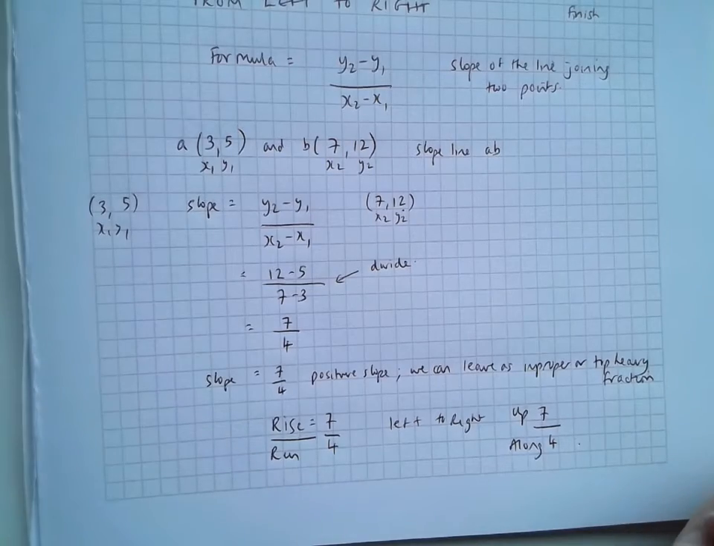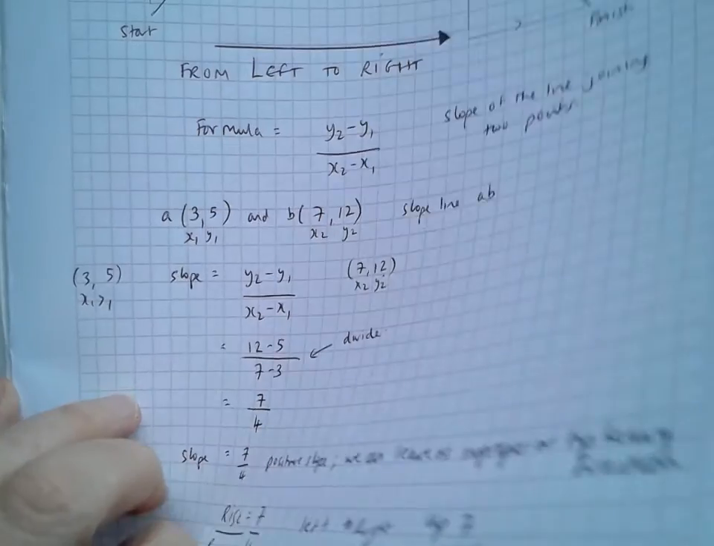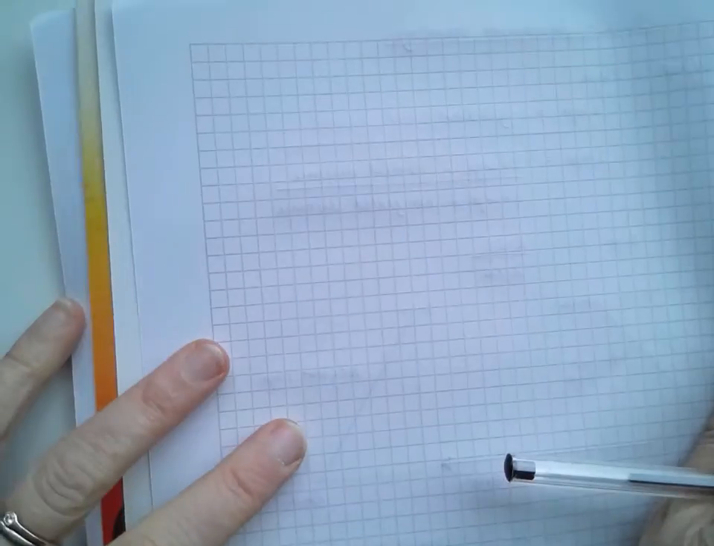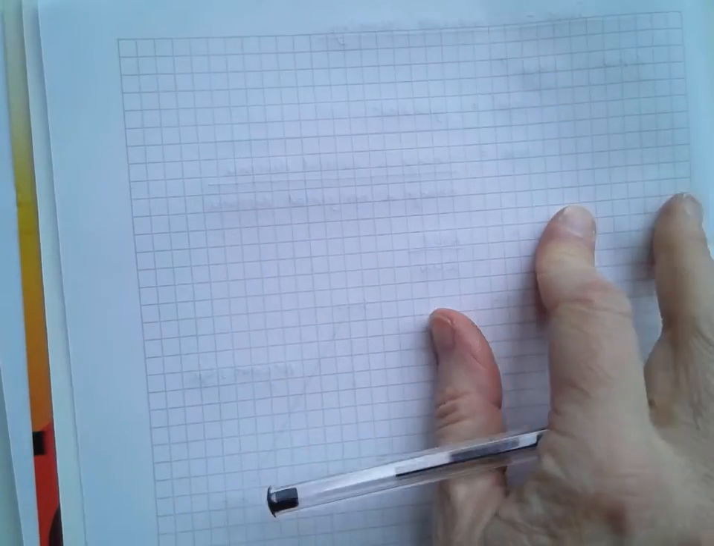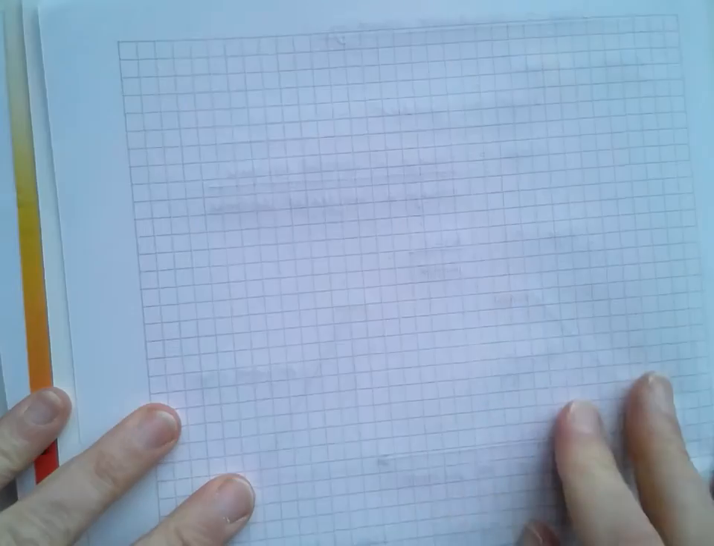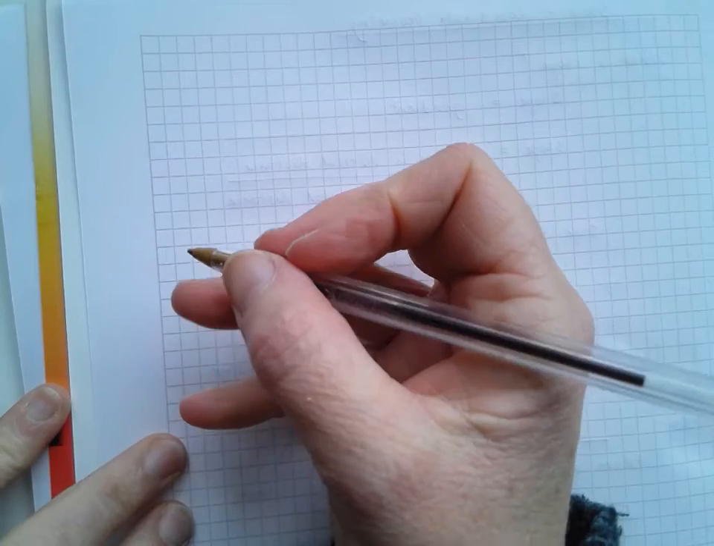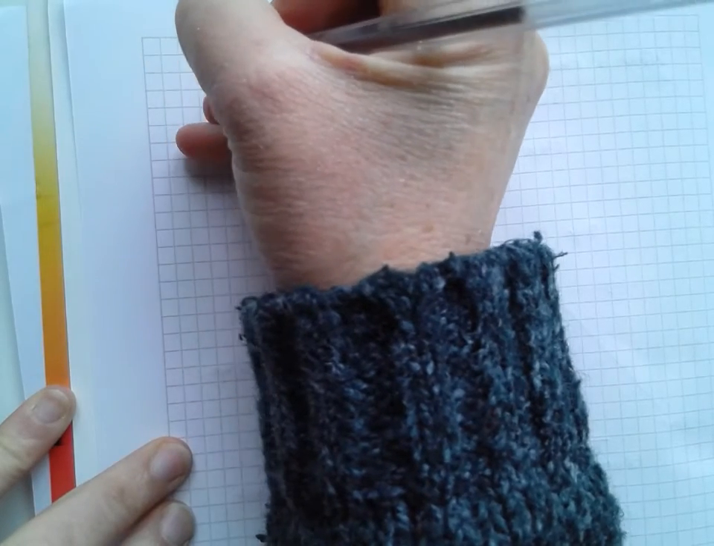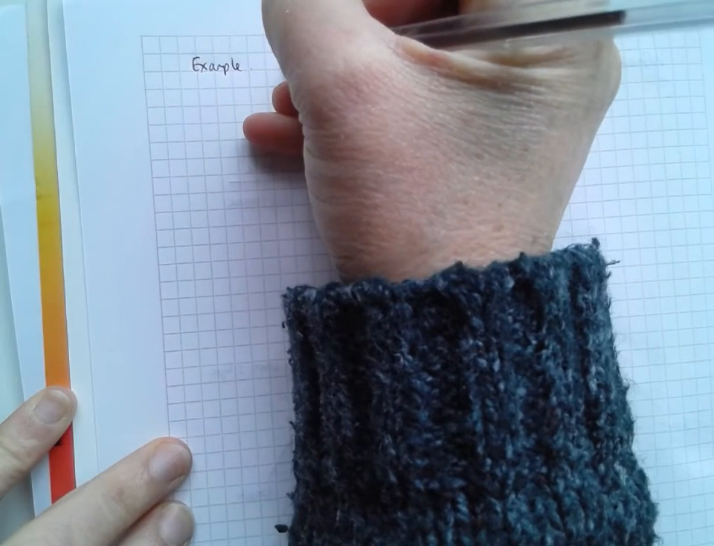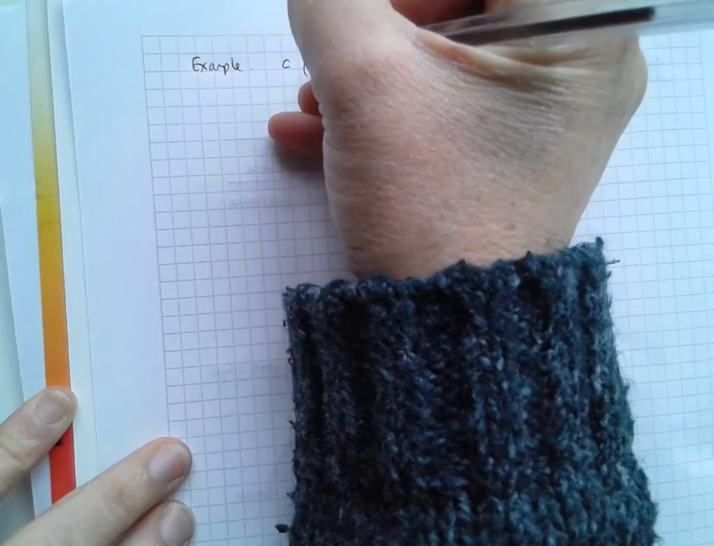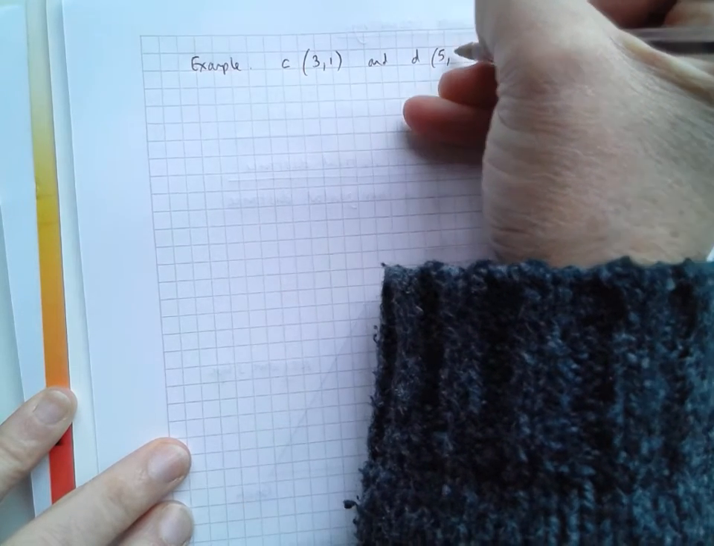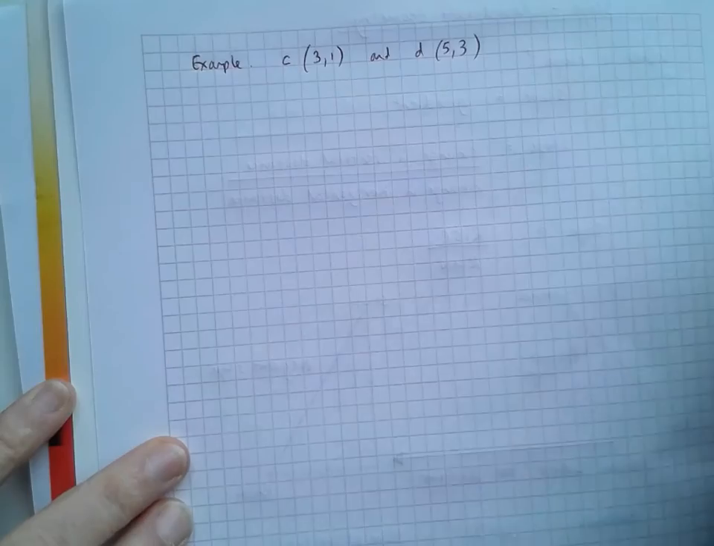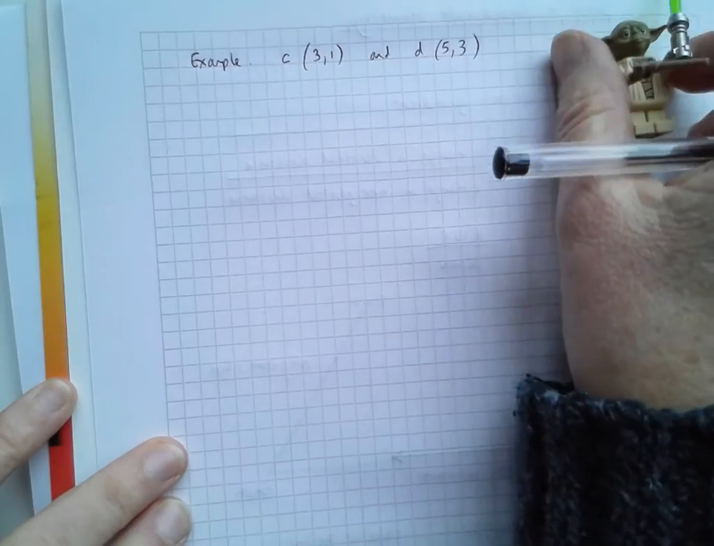so let's try some more examples. Just work through these, and then in the next video we'll talk about parallel lines and perpendicular lines and so on. So let's take some more examples. In this example we've got C is 3, 1 and D is 5, 3.